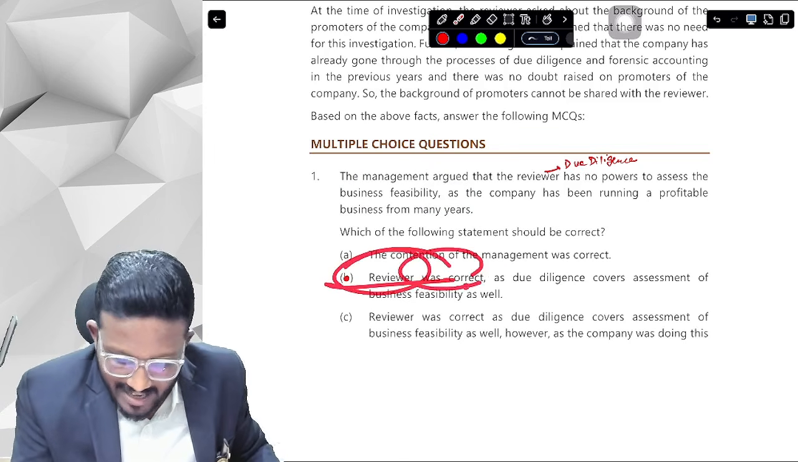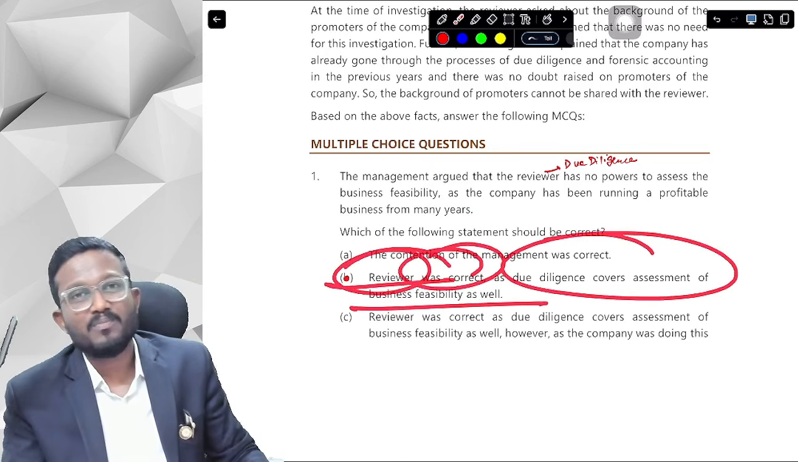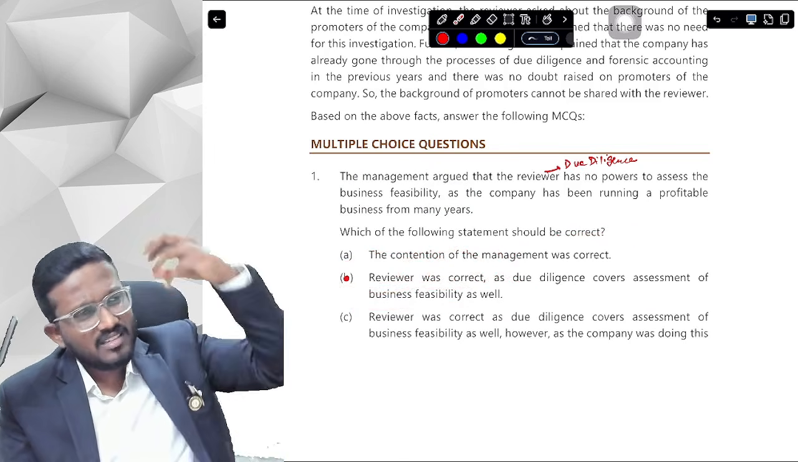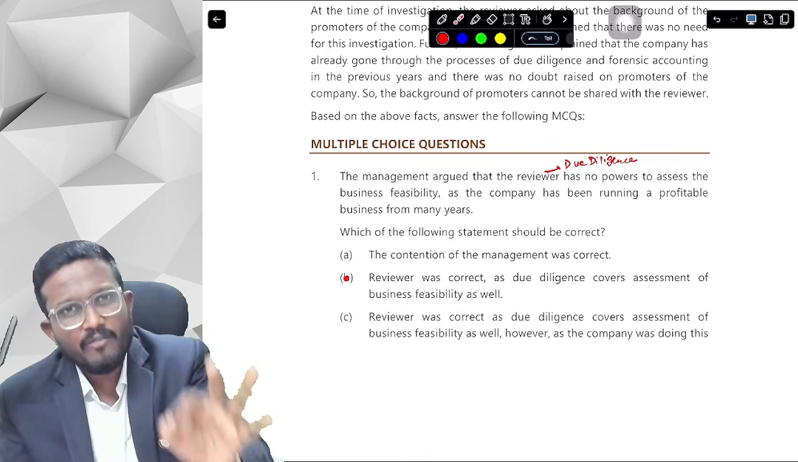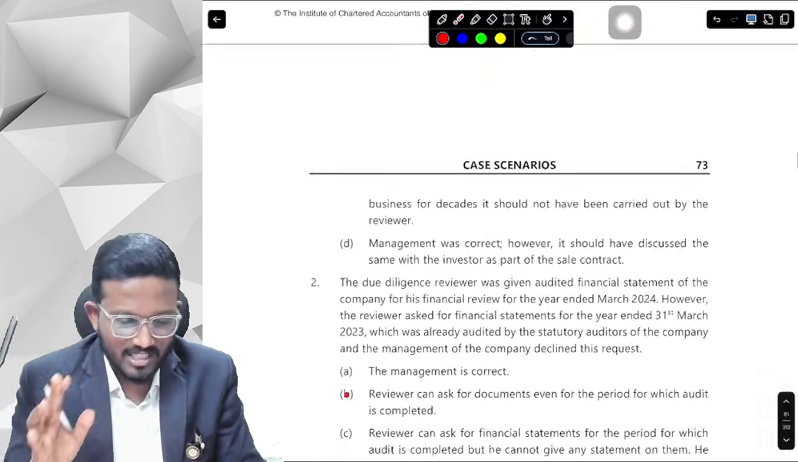So the reviewer is correct, as due diligence covers the assessment of business feasibility as well. Even if the business has been running smoothly for many years, I don't care about it. If I want to do a business feasibility test, I will do it.